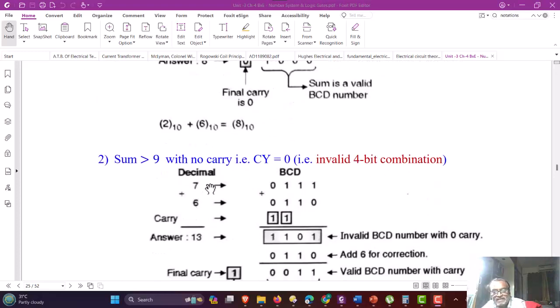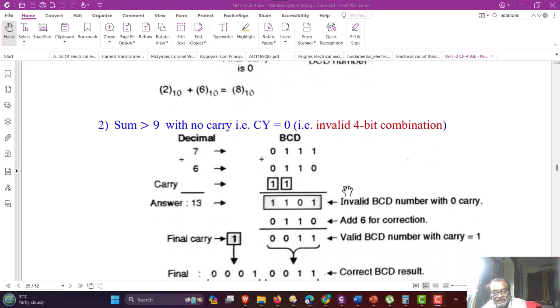Now let us consider the second case, 7 plus 6. 7 corresponds to 0111 and 6 corresponds to 0110. Do the column by column addition. The result will be 1101. Now 1101 is equivalent to 13 decimal, whereas in BCD we know only combinations up to 9 are valid. Any combination after this, that is 1101, is an invalid BCD combination.